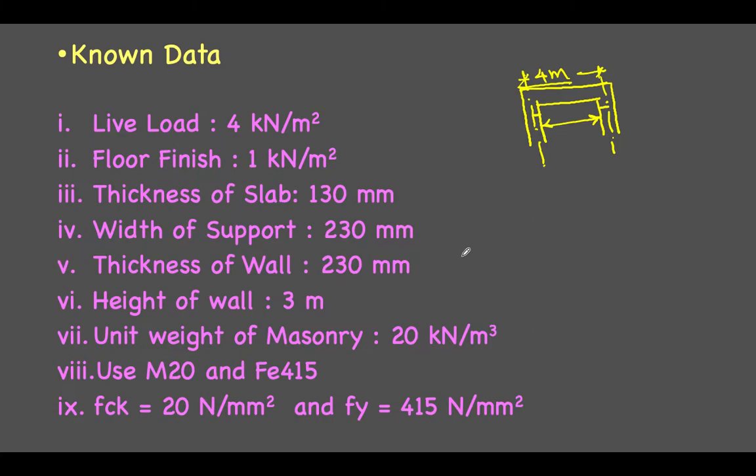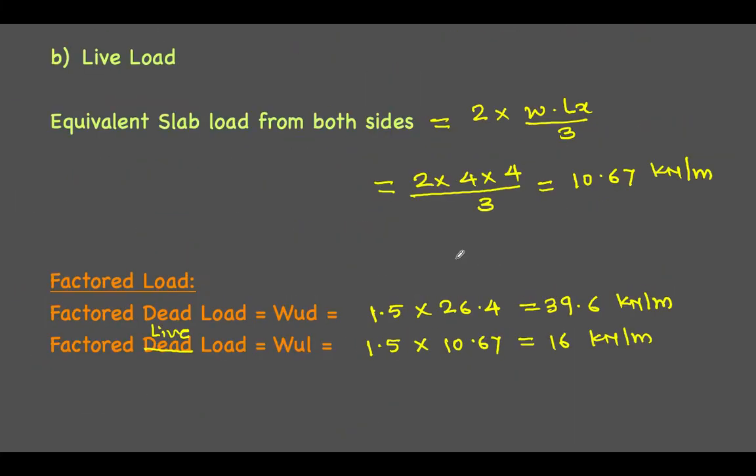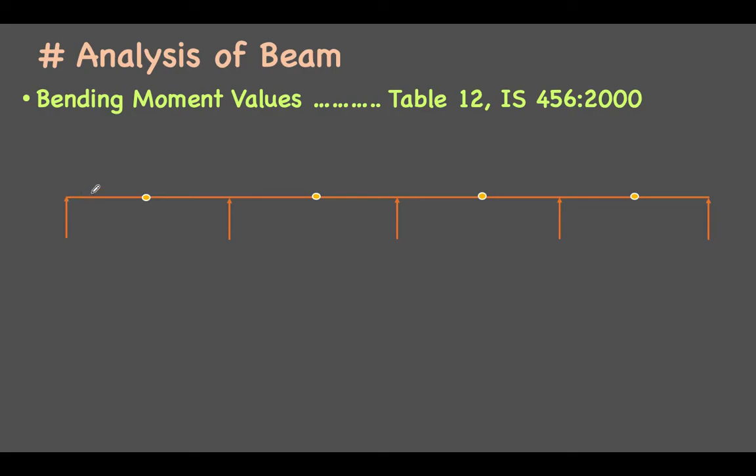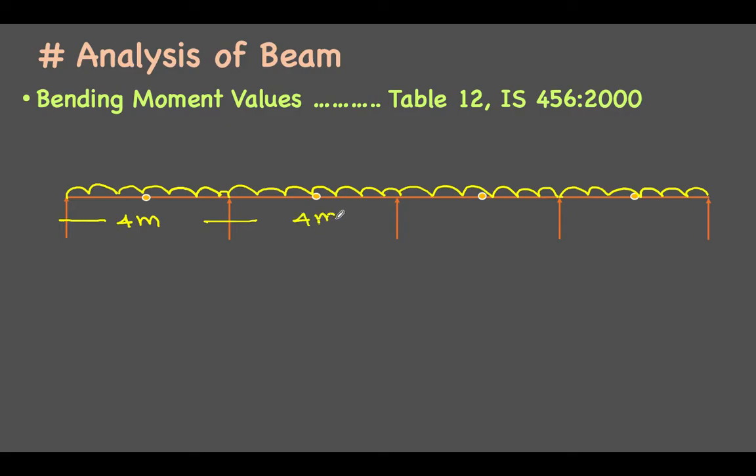It means this particular beam has the same load throughout. So we now have uniformly distributed load over here. Each span has the same UDL, and at the same time it has the same span. This is 4 meter, this is 4 meter.